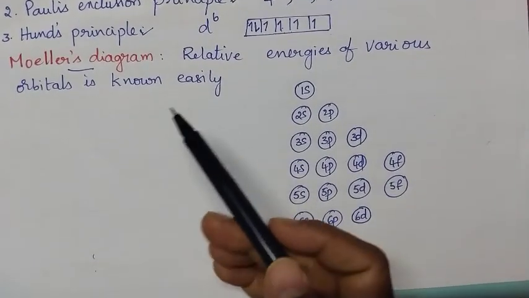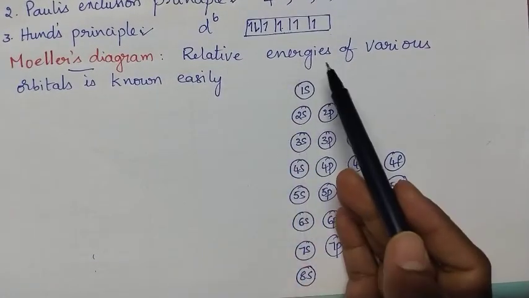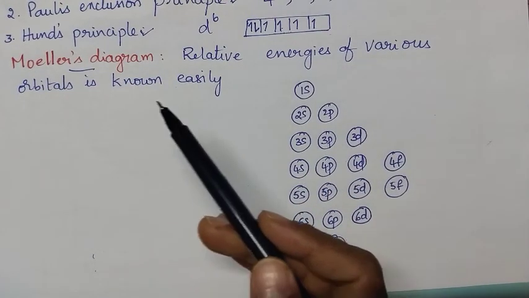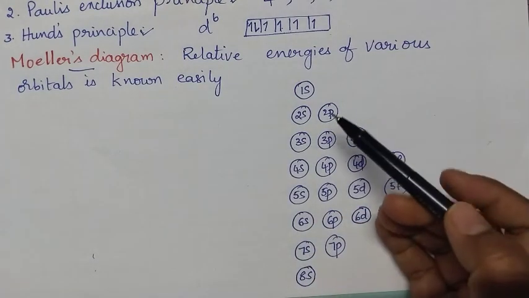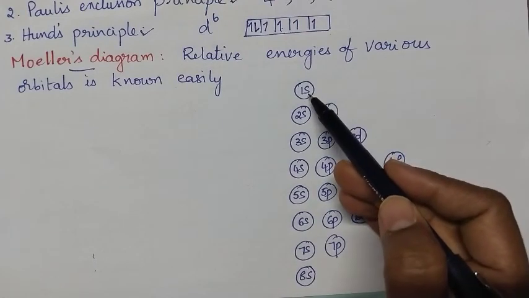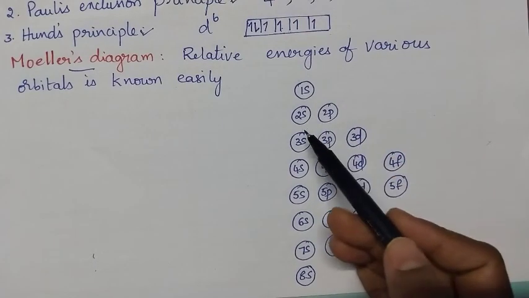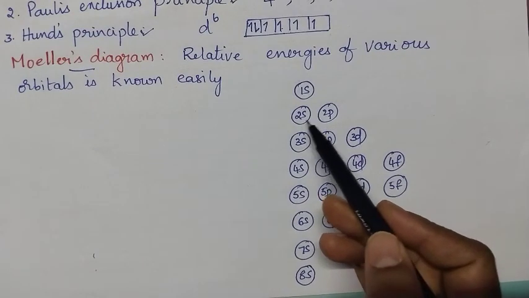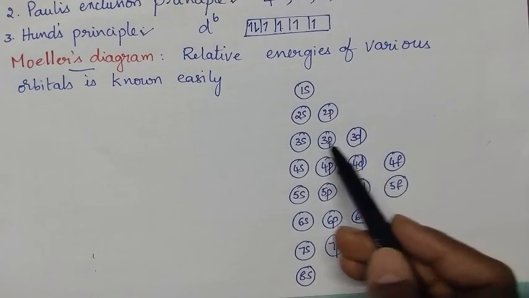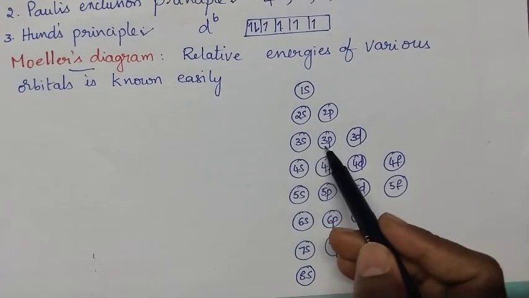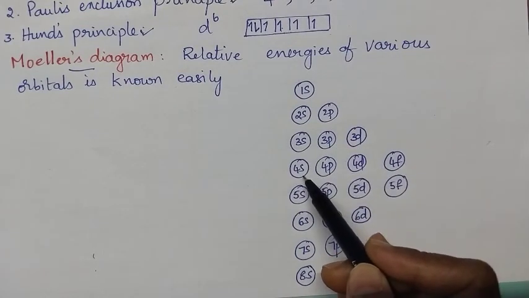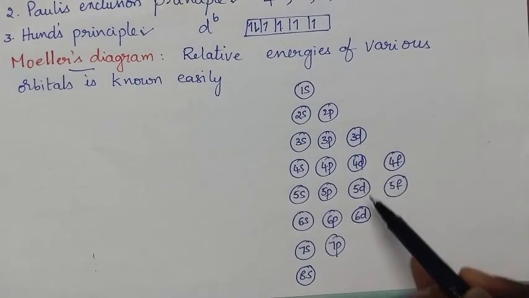Coming to the Moeller diagram, it explains the relative energies of various orbitals. While writing the relative energies of various orbitals, we have to know how many orbitals are present in each orbit. The first orbit consists of only one s orbital. The second orbit consists of two orbitals, namely 2s and 2p. The third orbit consists of three orbitals, namely 3s, 3p, 3d. The fourth orbit consists of four orbitals like 4s, 4p, 4d, 4f, etc.